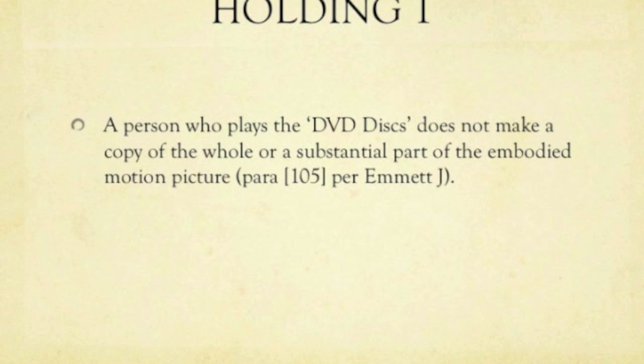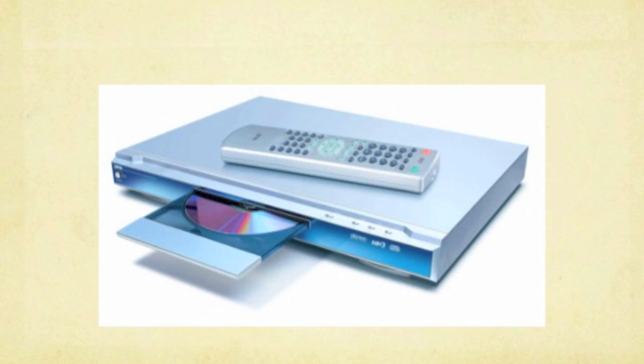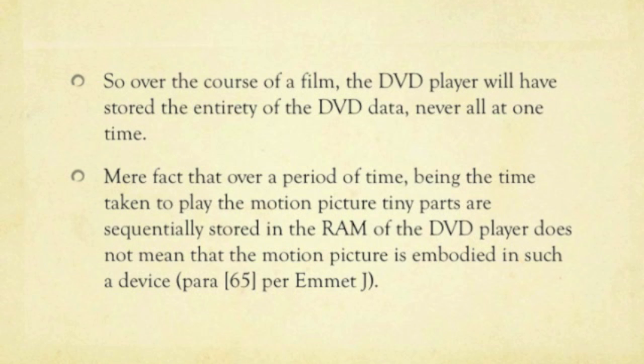Firstly, that when playing a DVD disc on a computer or DVD player, a person does not make a copy of the whole or a substantial part of the motion picture. There was some concern that due to the necessity of a DVD player or computer to temporarily store data from the DVD in its RAM, that this could amount to a reproduction or copy for the purposes of Section 10 of the Copyright Act. The court held that no, it did not, and the mere fact that over a period of time, that being the time taken to play the motion picture, tiny parts are sequentially stored, does not mean that the motion picture is embodied in such a device.